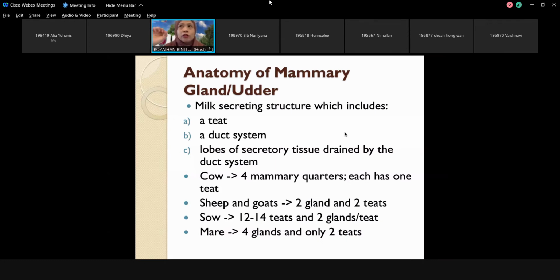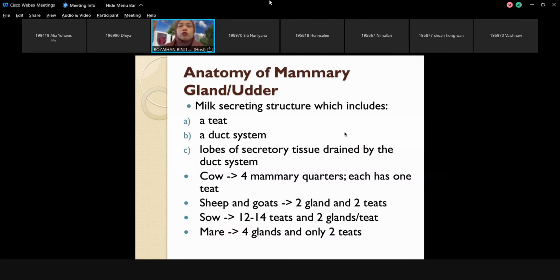And the basic component of the mammary gland that produces the milk is actually the alveolus, or the alveoli. You should know that cows have 4 mammary quarters. One part is called a quarter, and each quarter has its own teat. So cows have 4 quarters.